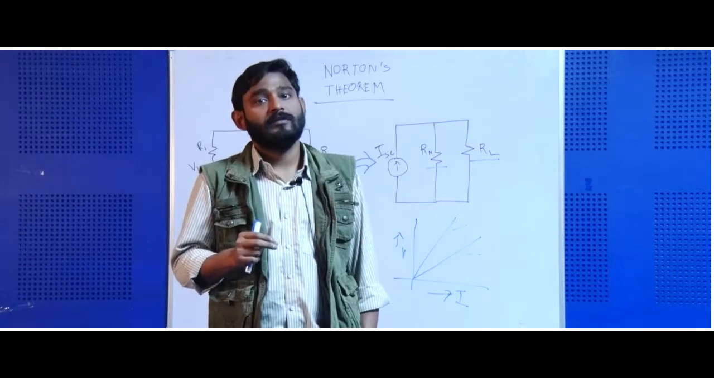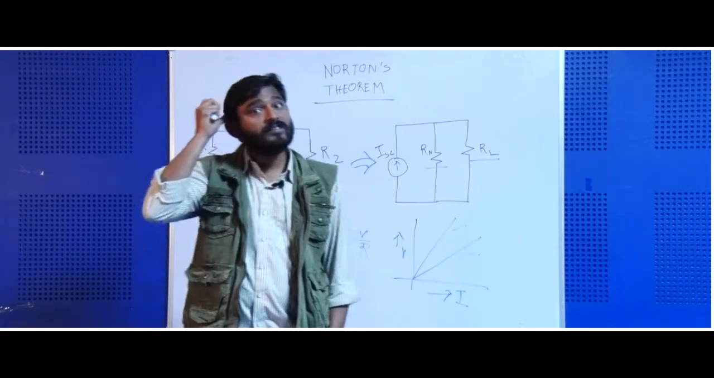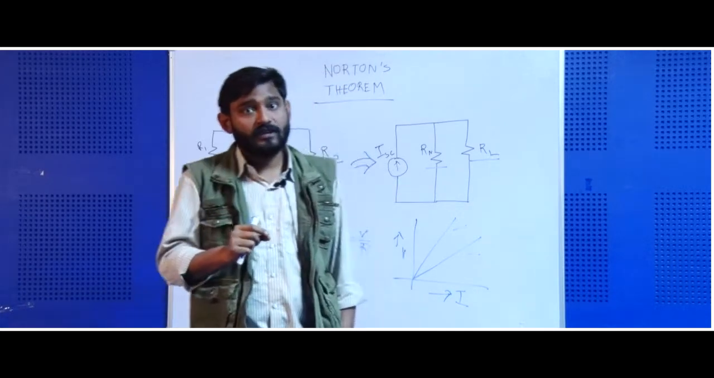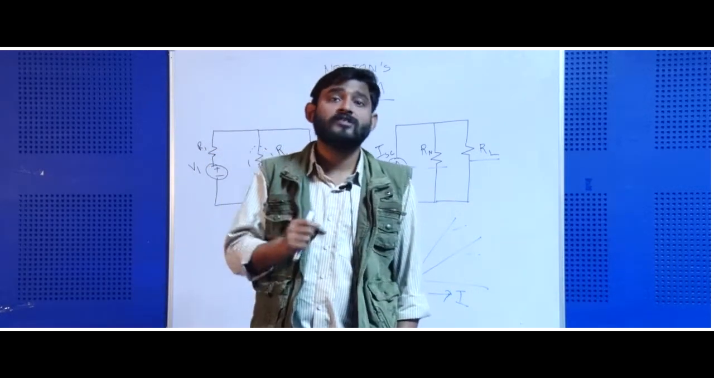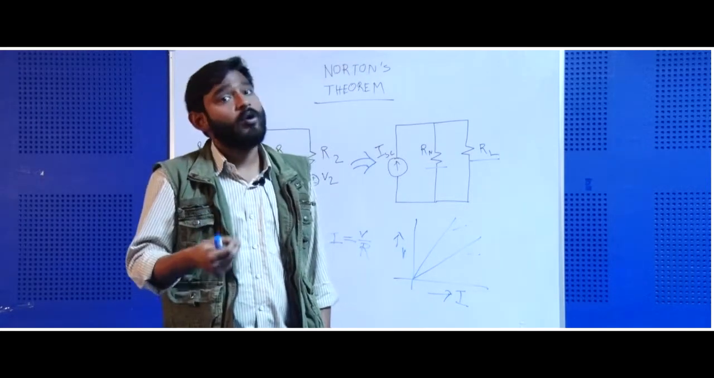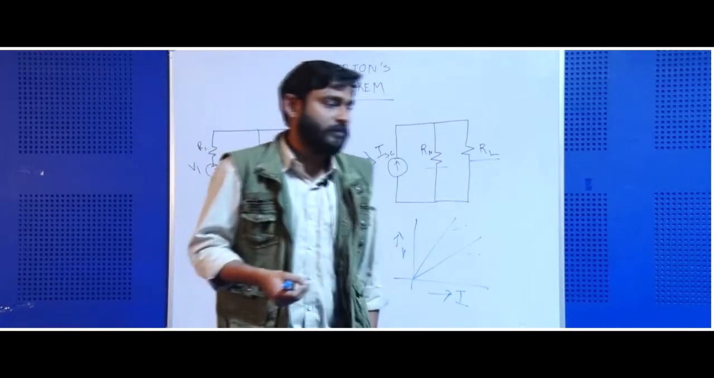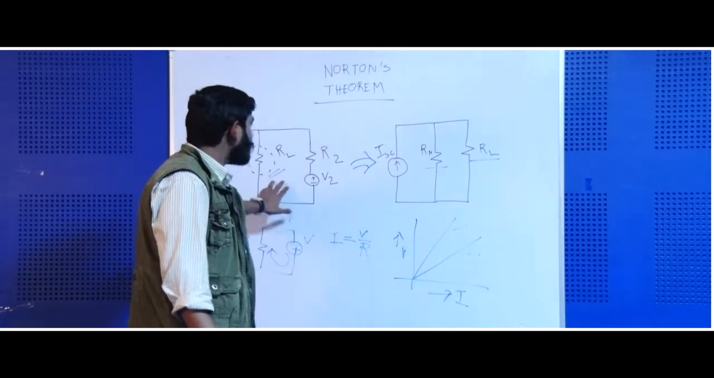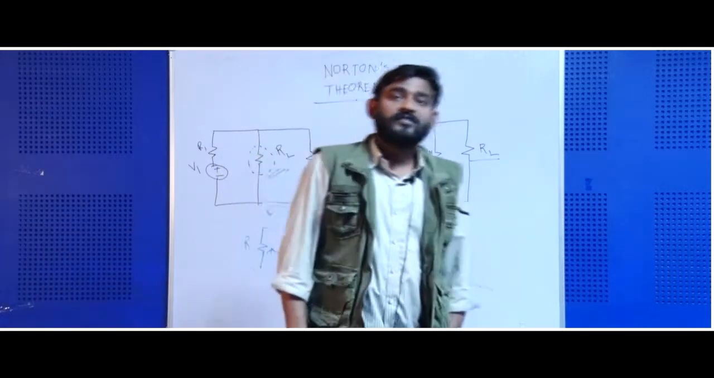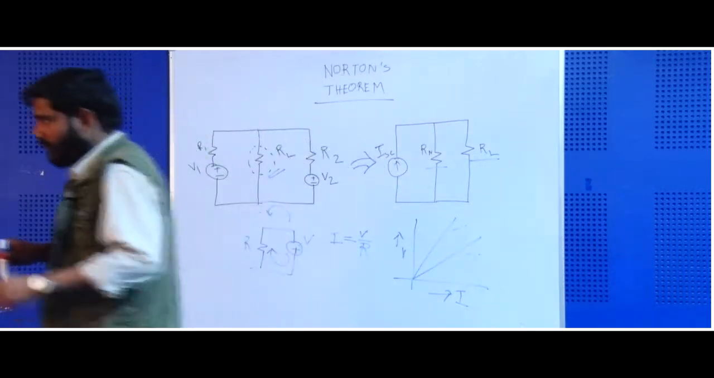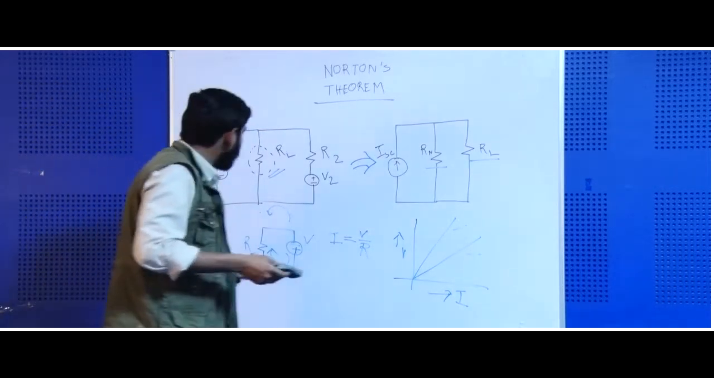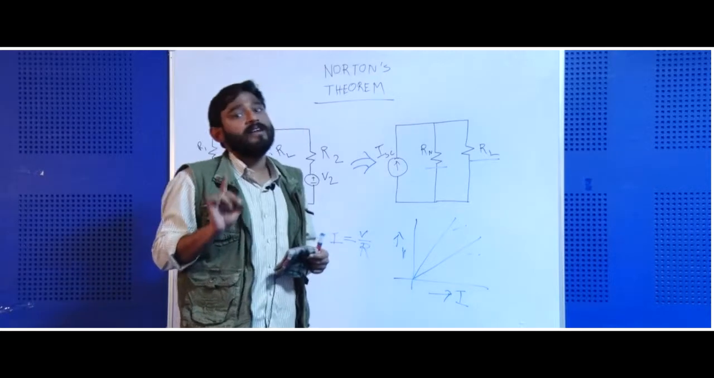Keep that in your mind, that RL is a very important thing, and to distinguish and understand the RL is a first major task while you try to solve a problem using either Norton or Thevenin's theorem. Okay. So, in this case, this is the load resistance RL. Now, what is the first step? The first step while trying to solve the problem using Norton's theorem is to identify the RL.